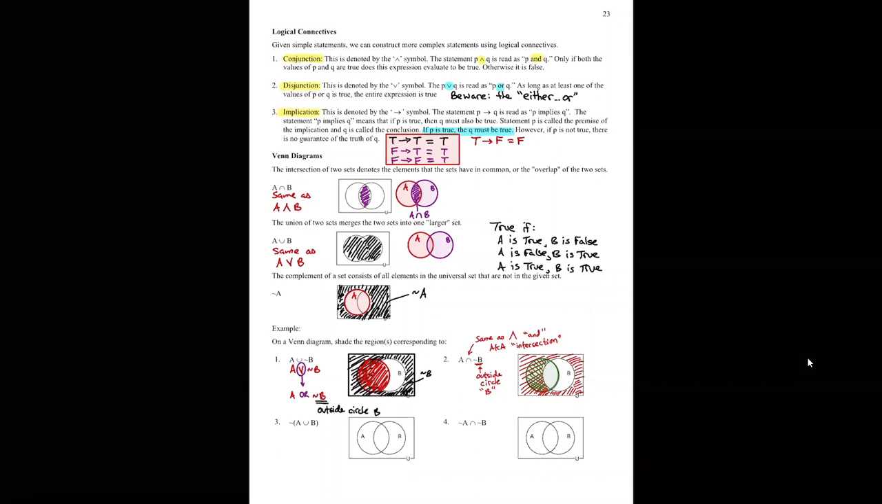Now, numbers 3 and 4 are probably the most important examples of this idea because one of them is the negation of A union B. So that's A or B, right? So let's take a look at that one. And the other one is the individual negations and the intersection. So let's take a look and see how these relate to one another.